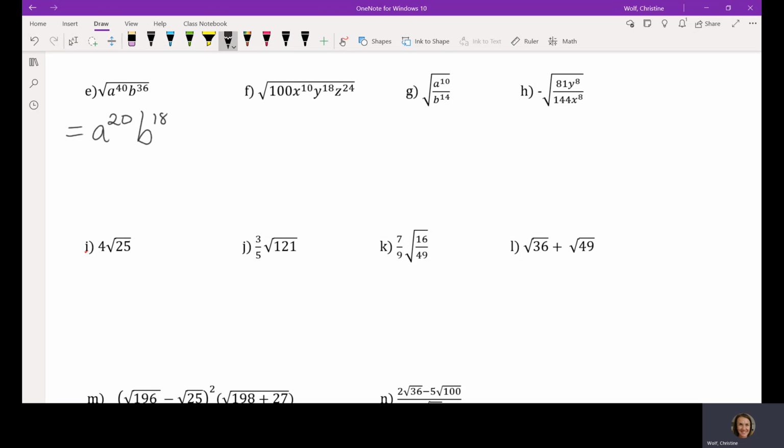And this next example here, the square root of 100 x to the 10 y to the 18 z to the 24. Kind of a long one. I'll give you a second to write that down.